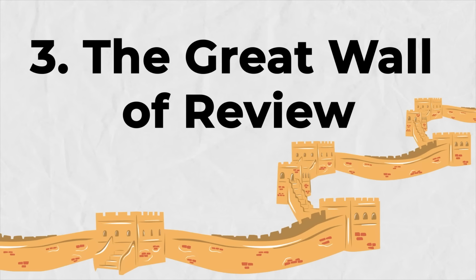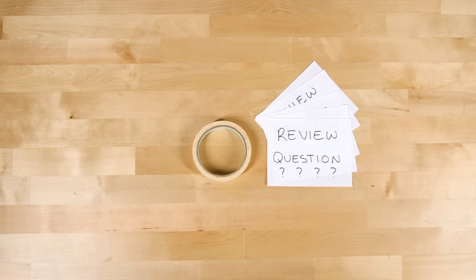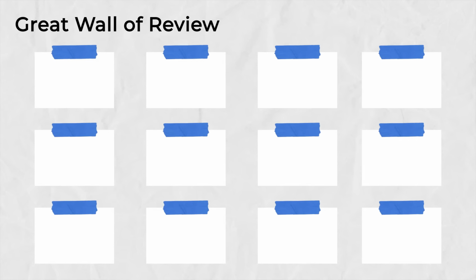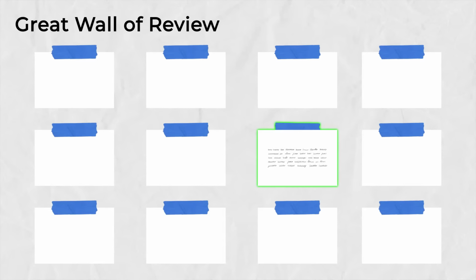The third game is the Great Wall of Review. You'll need tape and the review questions either written or printed on paper. Pro tip: use painter's tape or masking tape to make cleanup easy and stress-free. Tape the paper to the wall backwards so the questions are hidden. Students can go up and choose a question to answer, and the element of mystery keeps things interesting. Each correctly answered question can be a point, but if the question is not answered correctly, it goes back up on the wall and is worth an extra point.